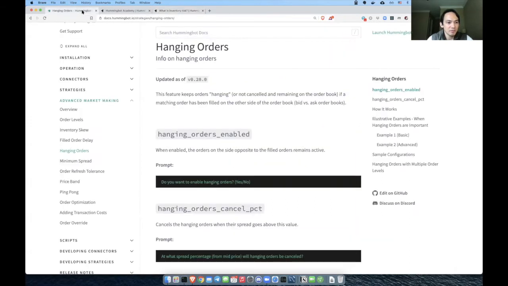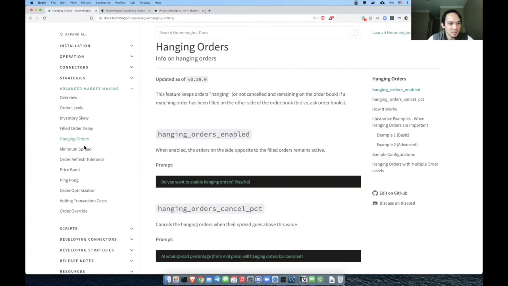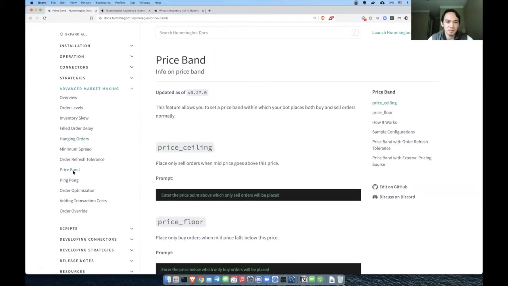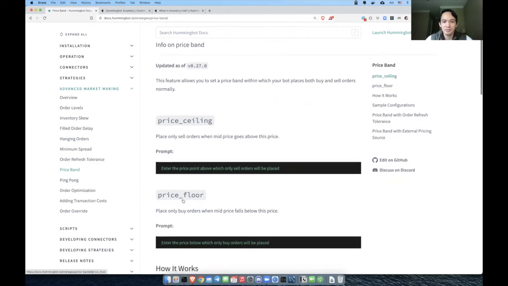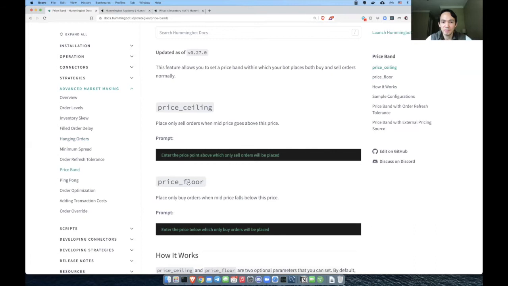And then some other features, moving on. I would say the next one is price band. This is also somewhat of a directional feature. There are two settings you can set, price ceiling and price floor. So if there's a level of prices where you think it's really cheap, at that point the bot will stop making ask orders and will only create buy orders. And the other way around as well, with the price ceiling, if you ever hit that price, then it will only create sell orders, so profit taking, and not create buy orders.